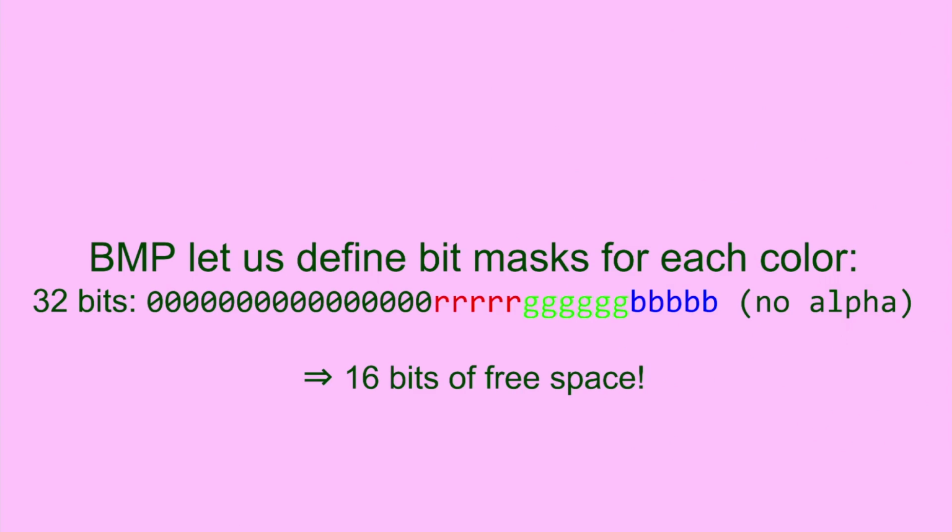Okay, different one. This is a picture of a cat, or a proof of concept, and it's a BMP that is not compressed. BMP has a funny characteristic that enables you to define the bit mask of each color. And if you map it to 32 bits, then you can have bits of free space. So for each double word, you have 16 bits that you can control.